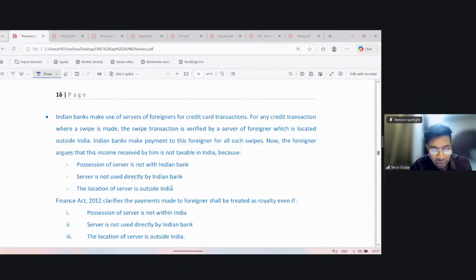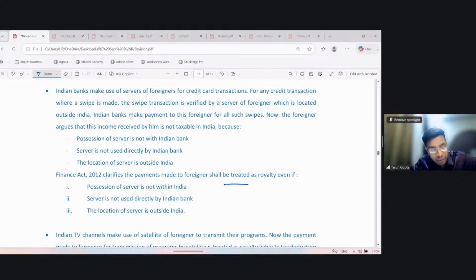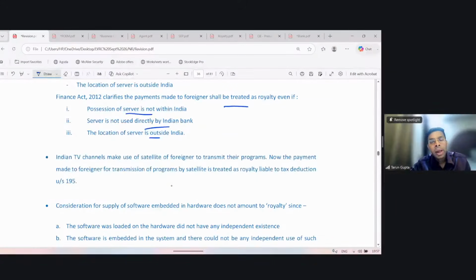However, the Finance Act 2012 clarifies that payment made to a foreigner shall be treated as royalty, even if the possession of the server is not with India, the server is not within India, the server is not used directly by the payer Indian bank, and the location of the server is not in India, that is, it is outside India. Even then, the payments made shall be treated as royalty. Indian TV channels make use of satellites of foreigners to transmit their programs. Now, the payment made to the foreigner for transmission of programs by satellite is treated as royalty liable to TDS under Section 195.